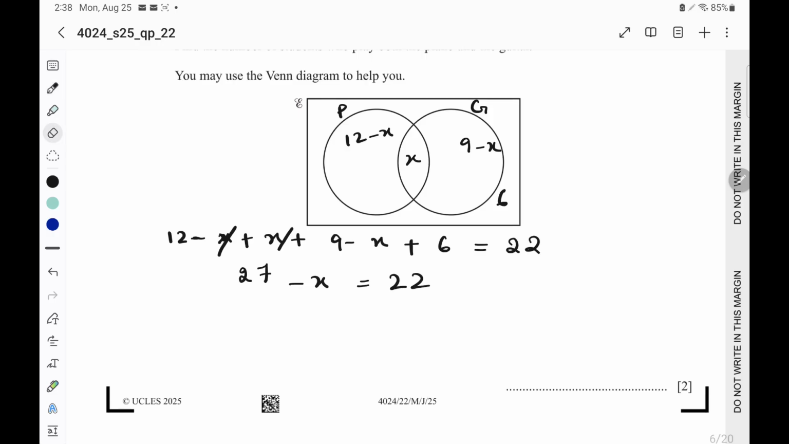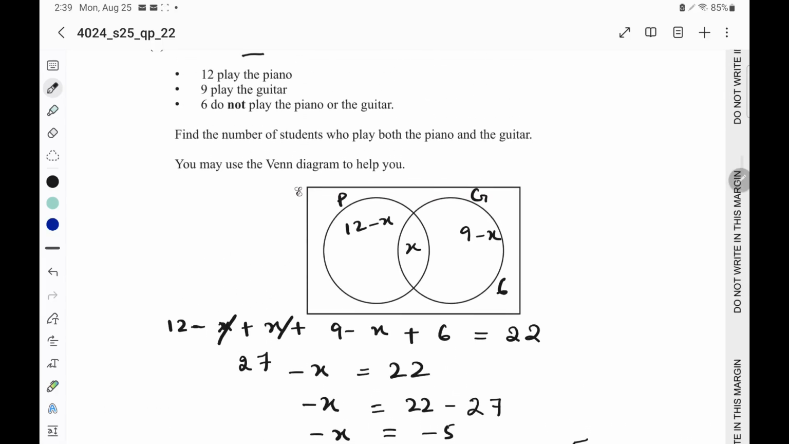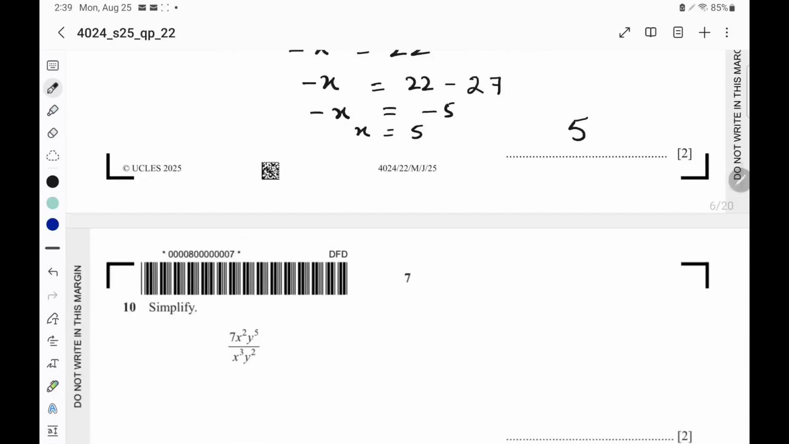All right, so after that we have minus X equals 22 minus 27, and 22 minus 27 is minus 5, because 27 is the greater digit. Cancel the sign, so X equals 5. So it means that there are 5 children who are playing both the piano and guitar.